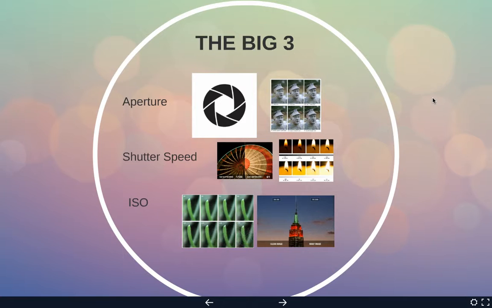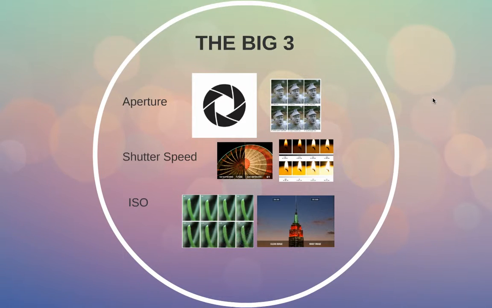So we're going to start with the big three. These are the things that cameras are made of, and they actually can be adjusted. So you can adjust the aperture, the shutter speed, and the ISO of your camera for different effects. So in this way, this is kind of the technical aspect of cameras.